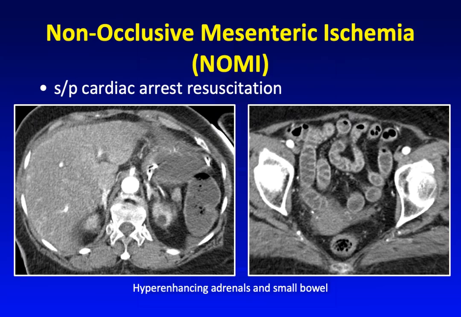And just to show you an example of non-occlusive mesenteric ischemia, this is a patient who was after cardiac arrest, and you'll see very characteristically very hyper-enhancing adrenals and small bowel.